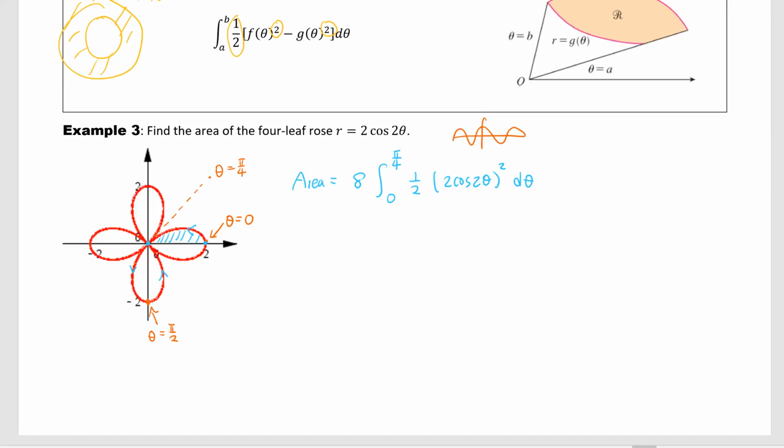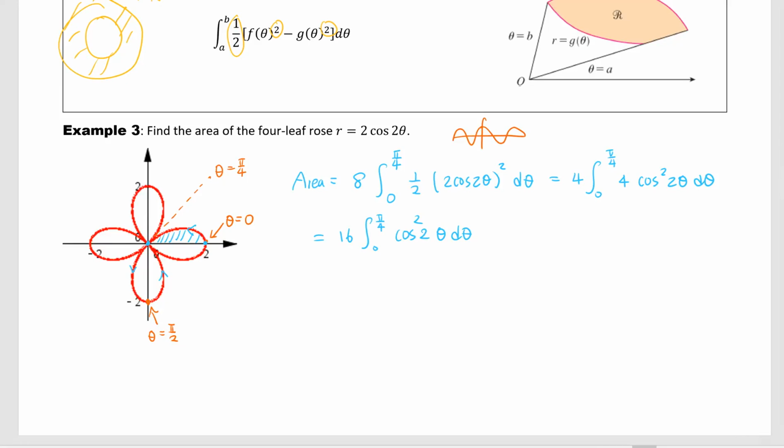Okay, let's see what it is. Let's expand it. We can move the 2 out. So 8 over 2 is then 4. And then 2 squared is 4, and then we have cosine squared 2 theta. Okay, 4, we can also pull it out. We have 16, integral from 0 to pi over 4, cosine 2 theta squared.